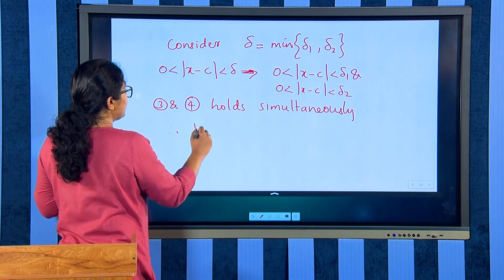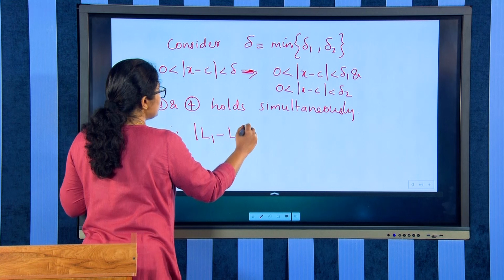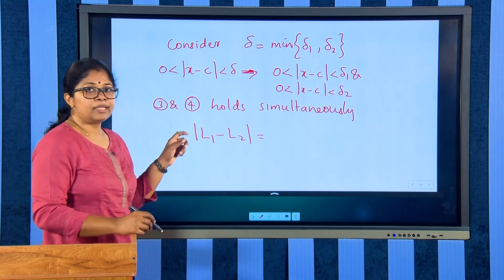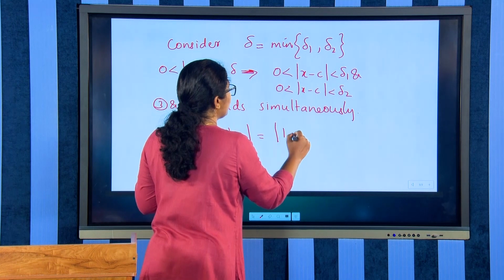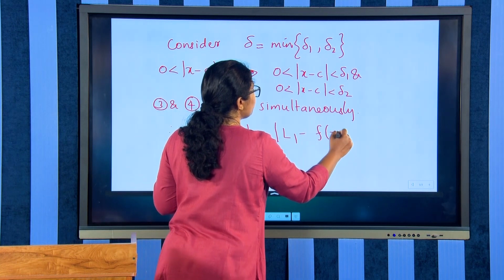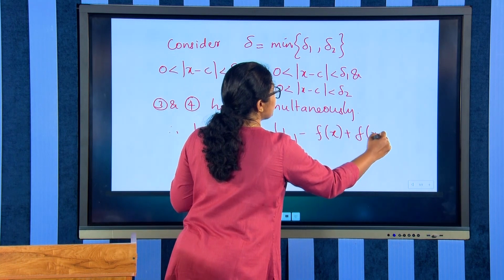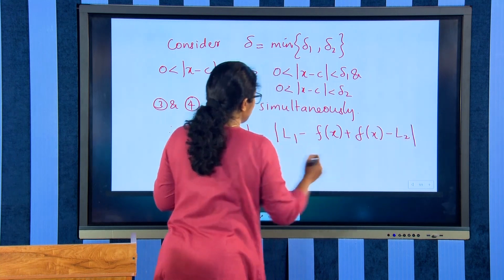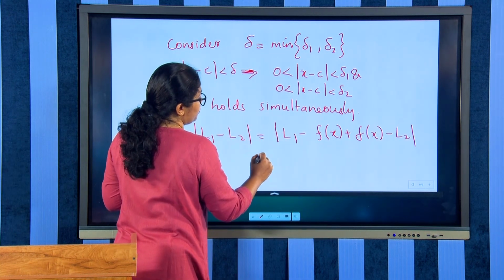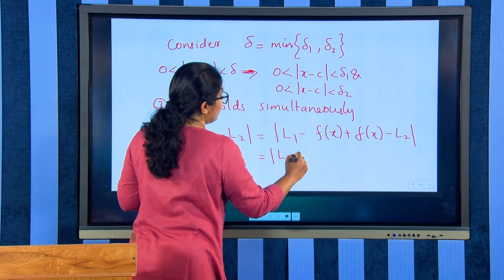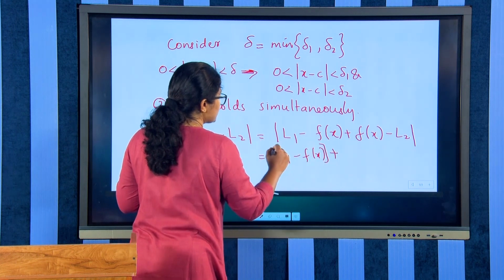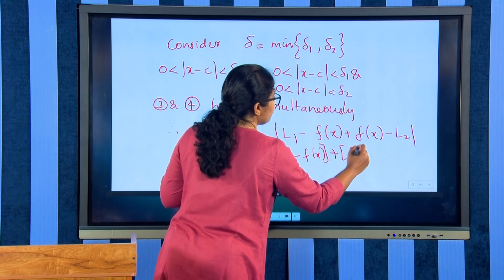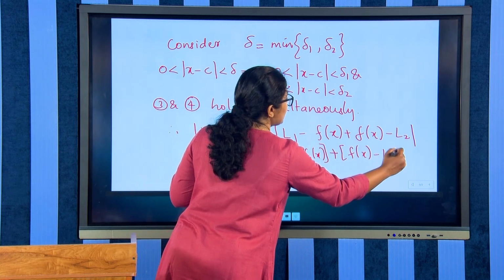Therefore, consider modulus of L1 minus L2. Then we can insert f of x in between: modulus of L1 minus f of x plus f of x minus L2, which gives you modulus of L1 minus f of x plus, this we can take as one term, plus f of x minus L2 becomes the other term.